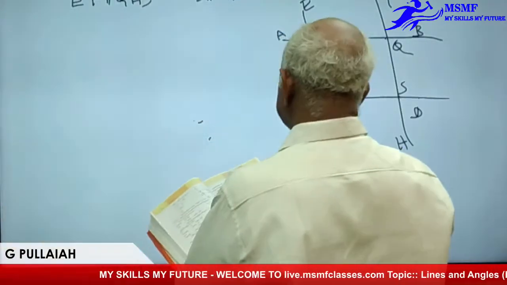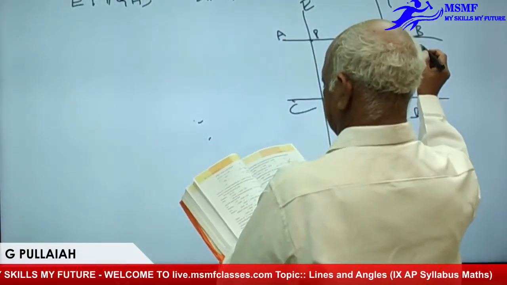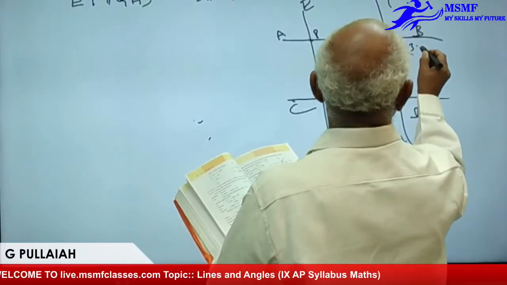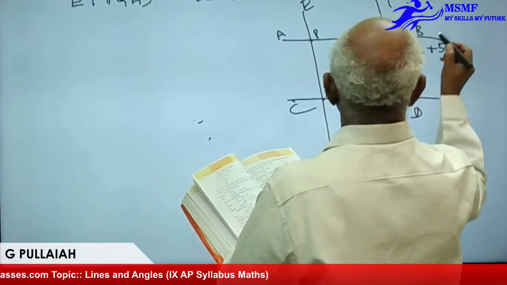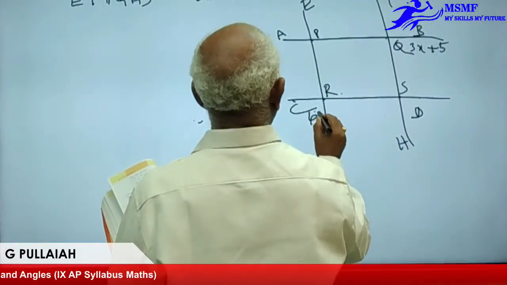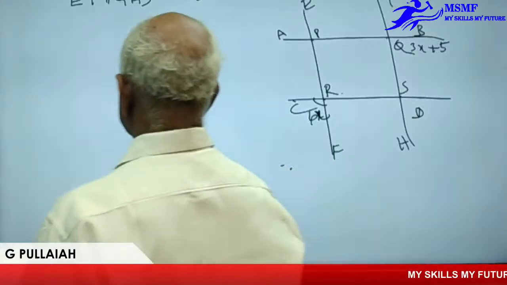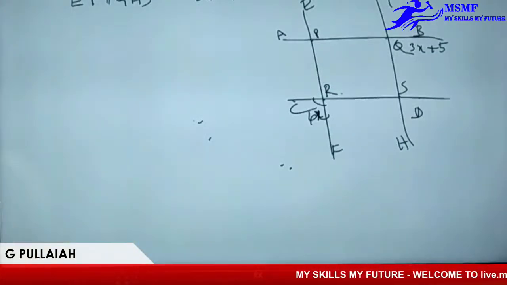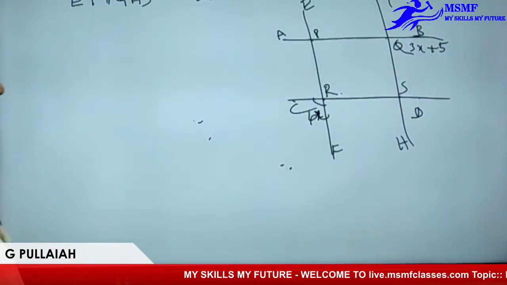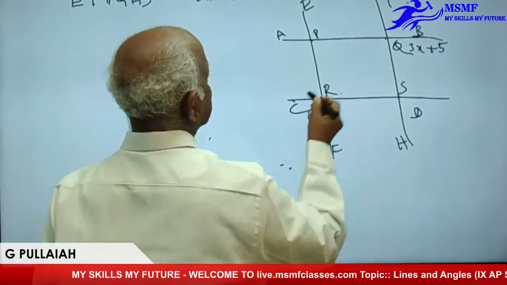It's also given that this is 3x plus 5. This angle is 4x. Now the question here is find the value of x.